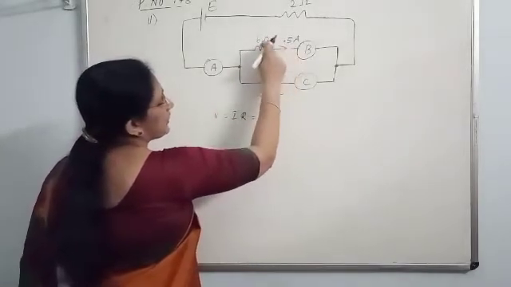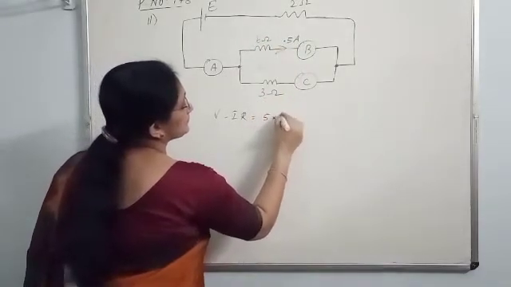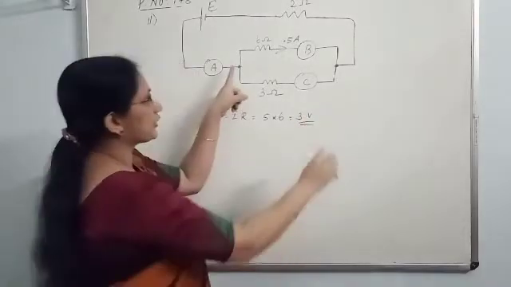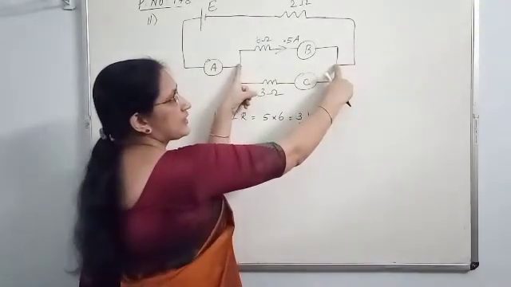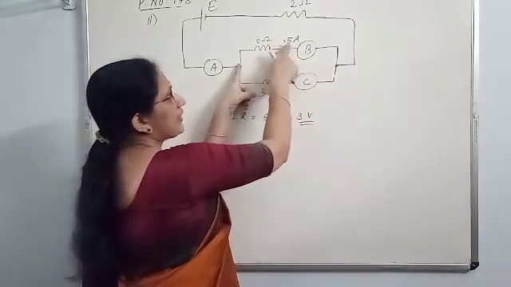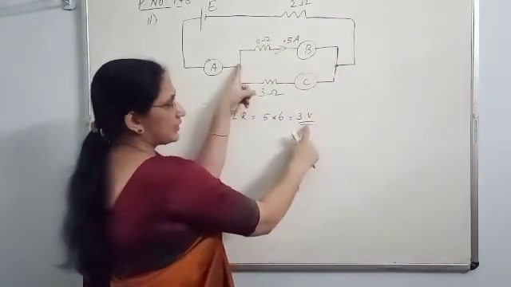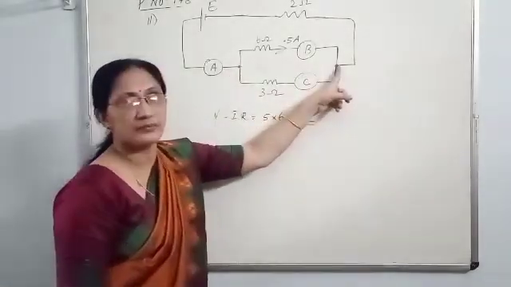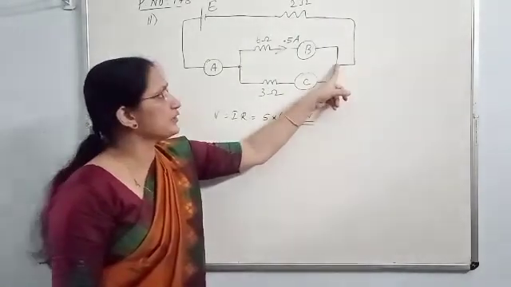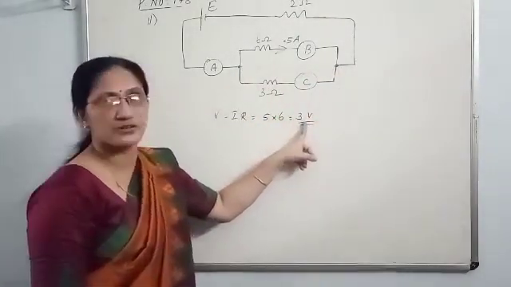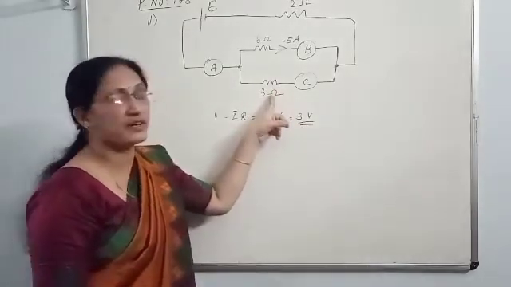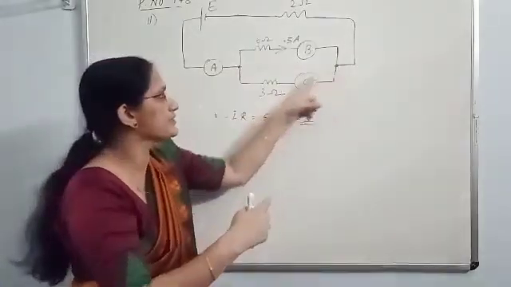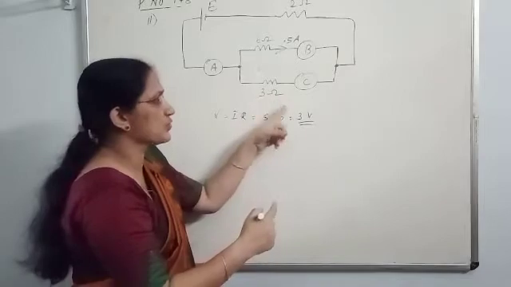I is 0.5, R is 6. So 3 volt. The potential difference between these 2 points you can find by multiplying I with R. You got it as 3 volt. Now look at this 3 ohm resistor. Its terminals are the same. We have calculated that between these 2 points there is a potential difference of 3 volt. The same 3 volt will be available for this resistance also because they are in parallel. They have common terminals, so the V value for this resistor also is 3 volt.